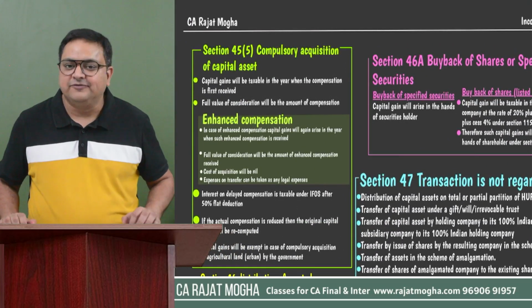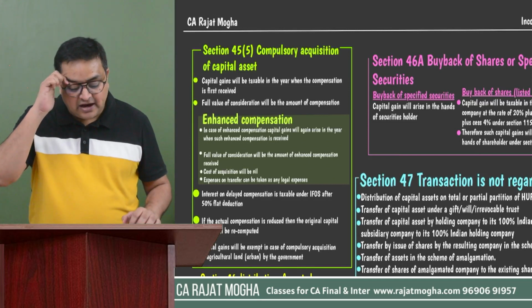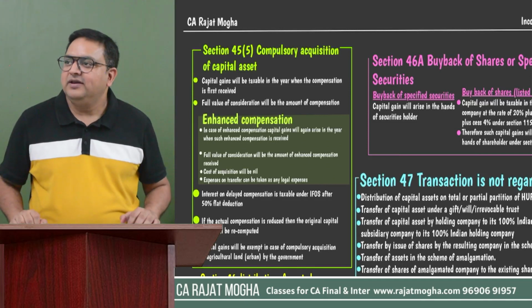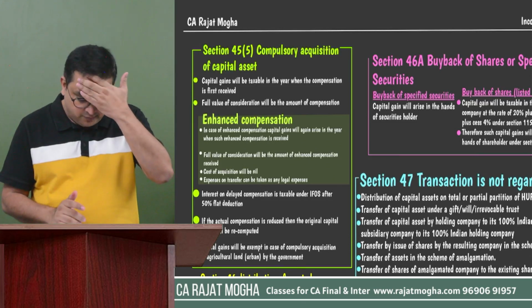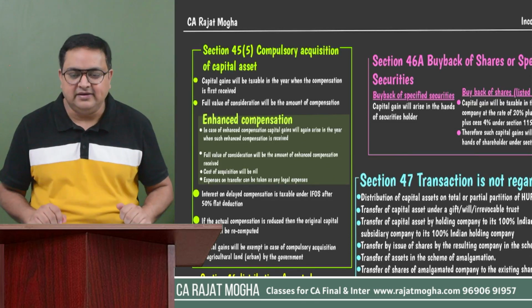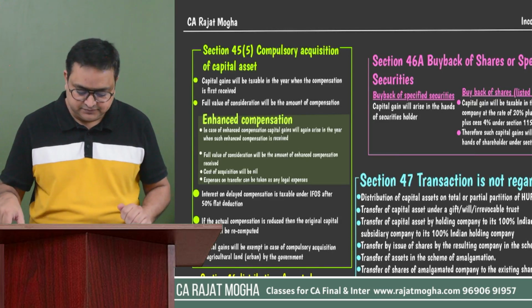Section 45(5). 45(5) says compulsory acquisition of capital asset. So if there is a capital asset which is compulsorily acquired, then capital gain will arise. Capital gain will be taxable.